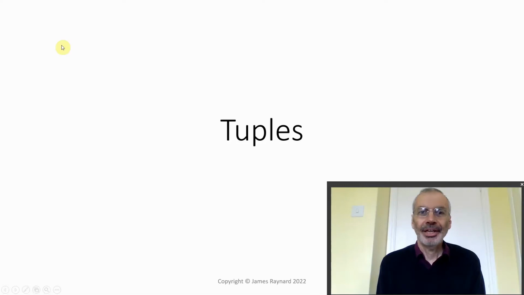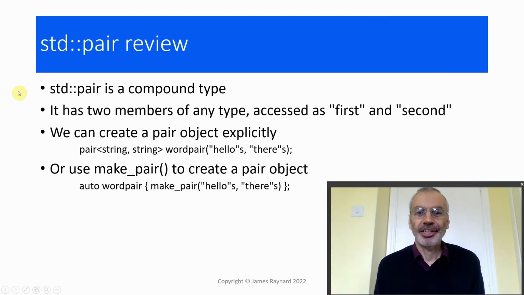Hello again. In this video we're going to look at tuples. Tuples in C++ are related to pairs, so let's first remind ourselves what those do. A pair is a compound type. It has two members which we can access with the names first and second. These members can have any type.